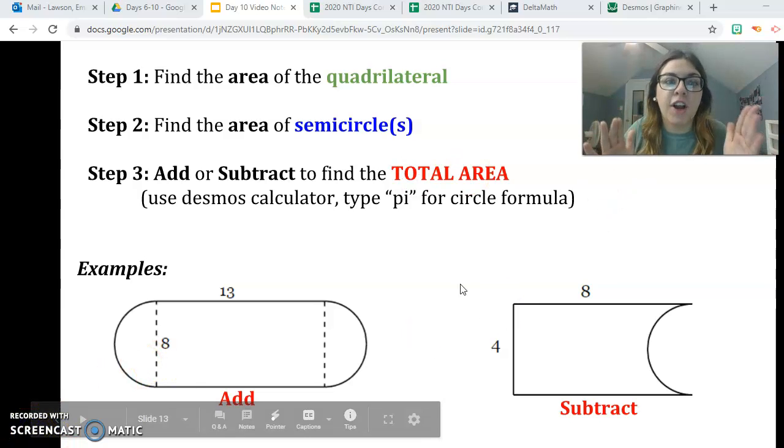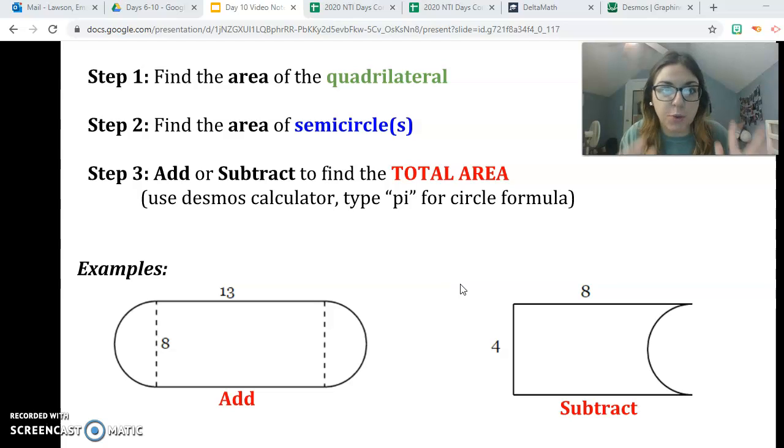And I almost forgot, make sure that you use the radius, which is half of the diameter, half of all the way across the circle, whenever you are finding the area of the semicircle. Use the radius.